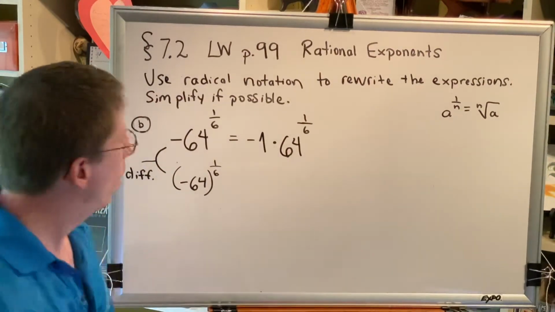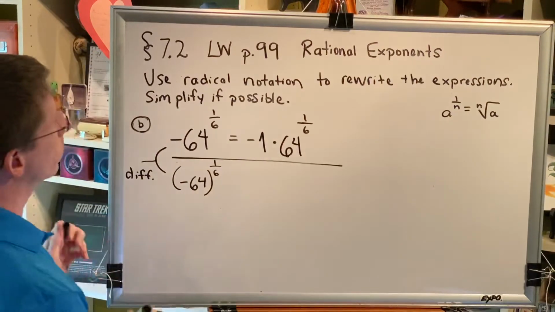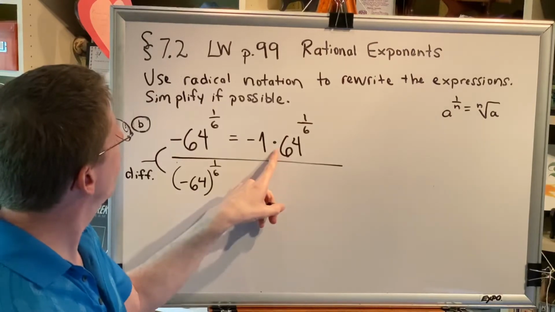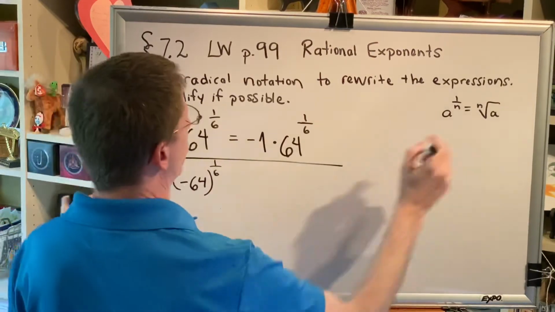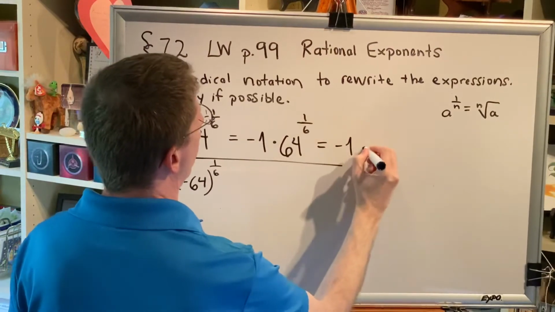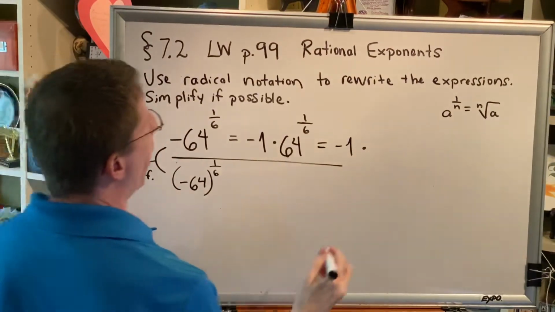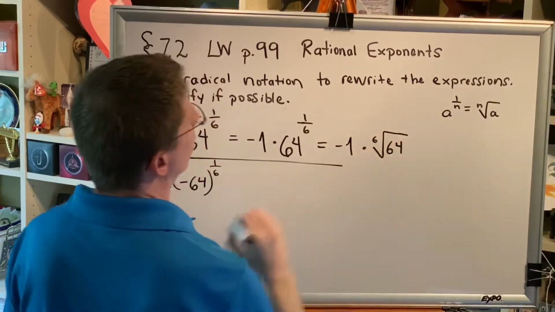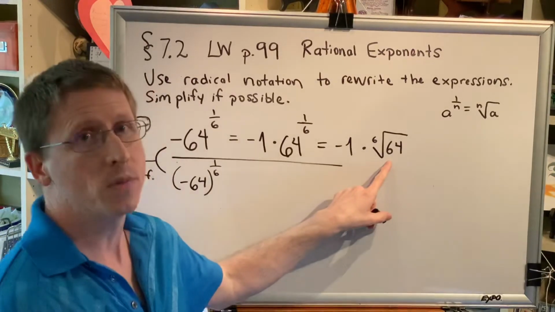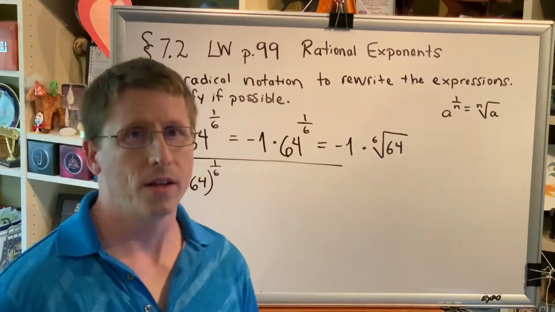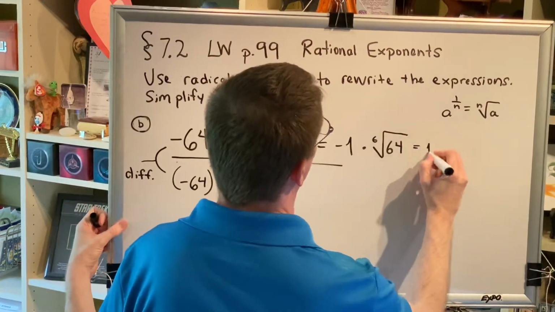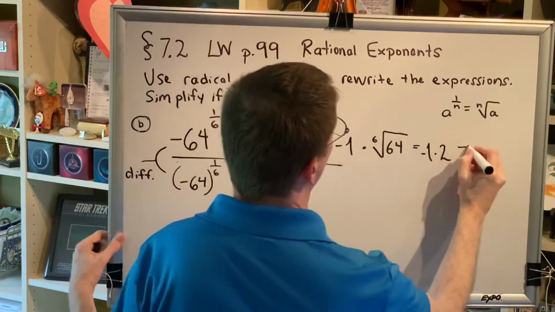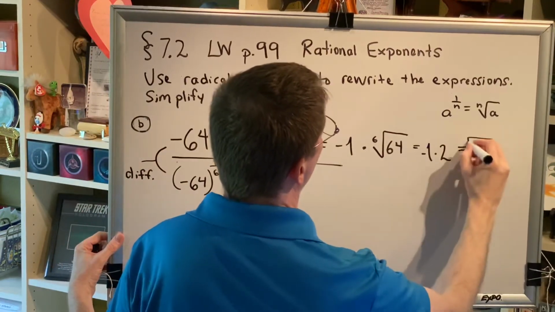So, let's focus on what we are doing in this problem. Now that we have extracted this -1, we can simplify this exponential expression using this rule. -1 times, and instead of 64 to the 1/6 power, we can write the 6th root of 64. Now, what number times itself 6 times makes 64? The answer is 2. So now we have -1 times 2, which gives us the final answer, -2.